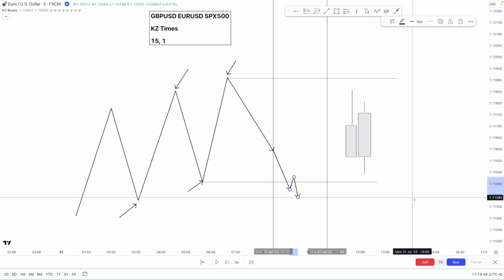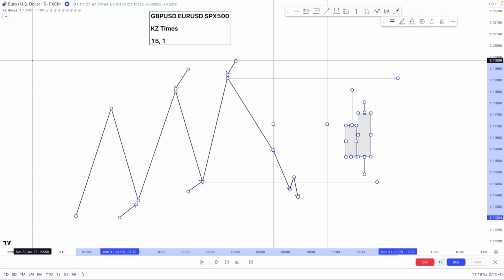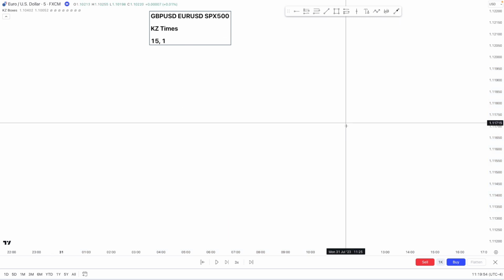I'm going to show you some chart examples right now, which will help you understand the strategy fully and finally to make you lots of profits in this market. But yeah, let's get straight into it.